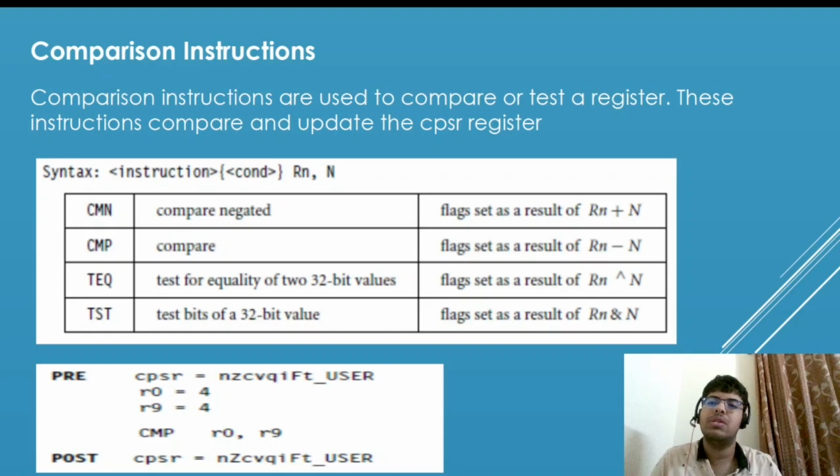Next are comparison instructions. These are used to compare and test a particular register, and these instructions do only the comparison and updating of the CPSR register. Now CPSR is a register where we don't store any values, we won't edit any values, but it is used to raise a flag. The value will not change, only a flag will be raised. Of these four, we will be using only the CMP, which is your comparison operation. It is very similar to the if part of a program.